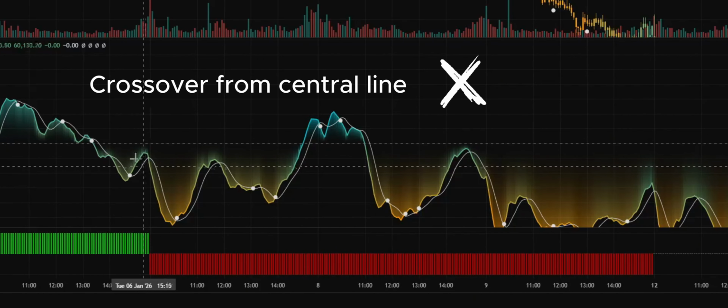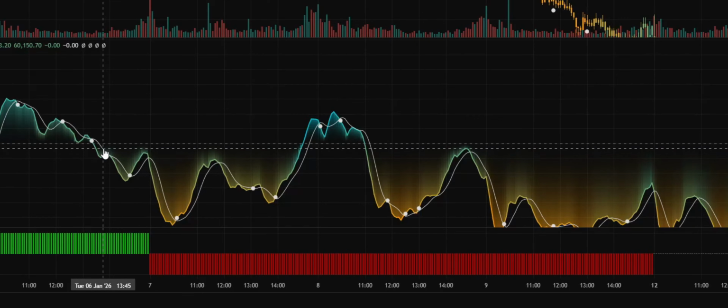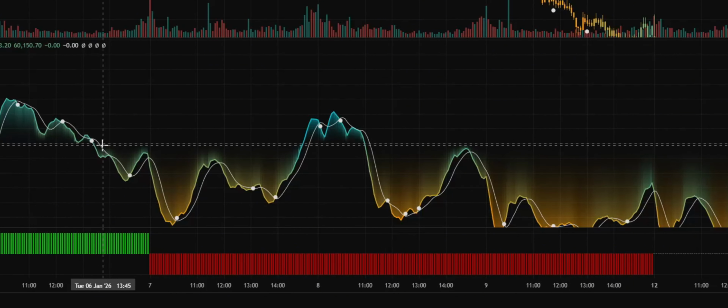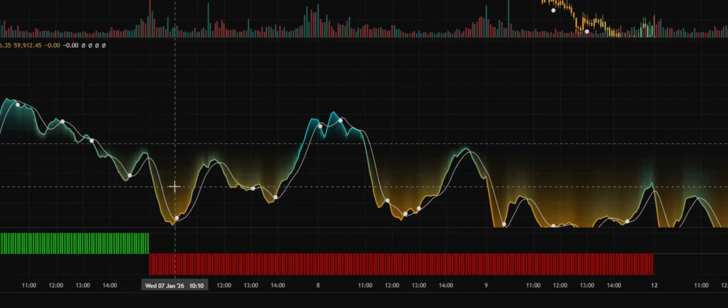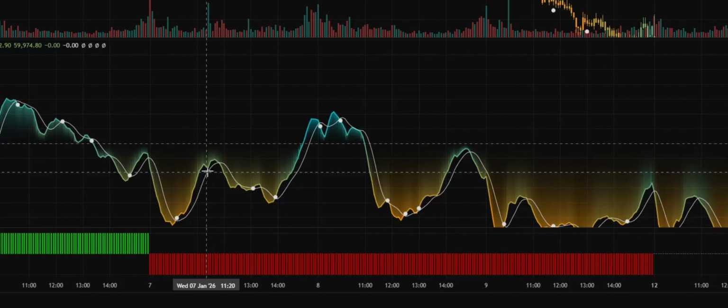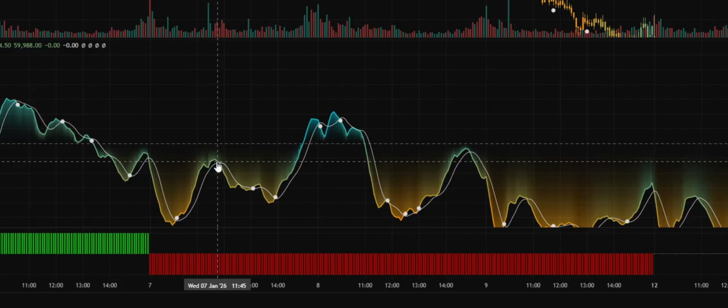Now the next step is to confirm the trend in the Regression Slope Oscillator. If it is above the central line, we will look to go long, but not at that time. If it is below the central line, we will look to go short. Once both indicators confirm the same bullish or bearish, that is where we will look for our entry.